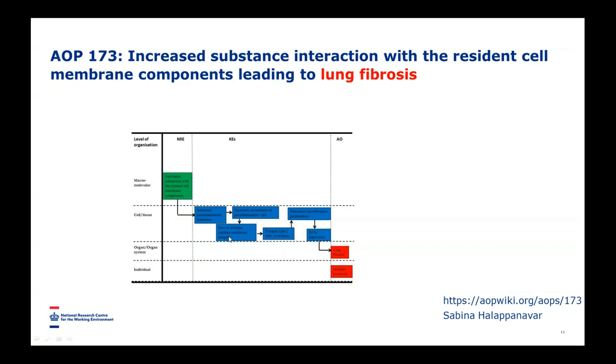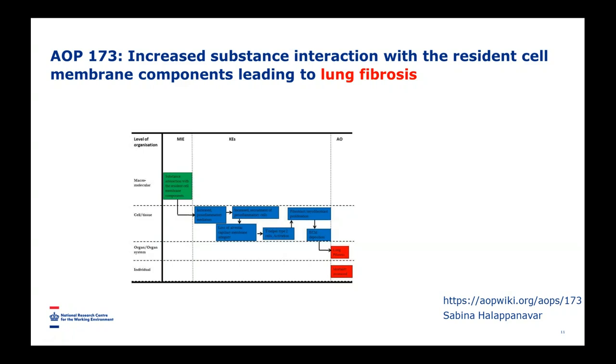And this will lead to activation of type 2 T helper cells, causing fibroblast or myofibroblast proliferation, leading to deposition of extracellular matrix, which is lung fibrosis.